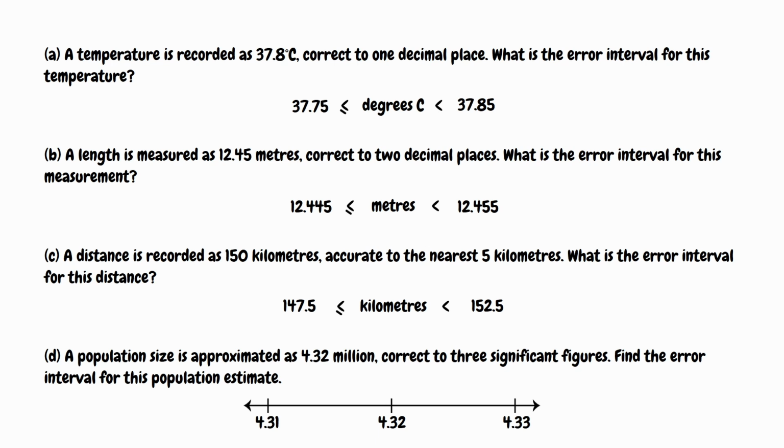So again, to find these upper and lower bounds, we're going to look in between these values. So we'd end up with a lower bound of 4.315 and an upper bound of 4.325. And then using these, we can write our error interval.